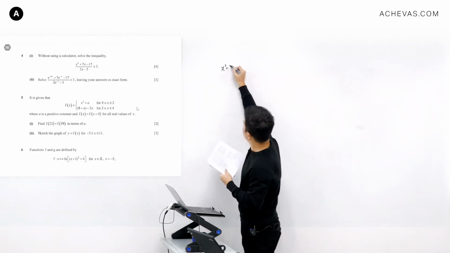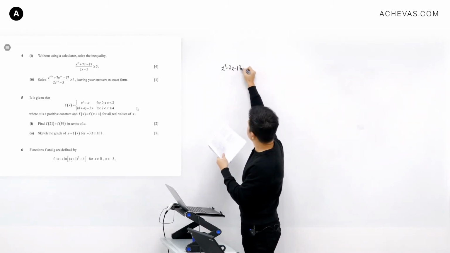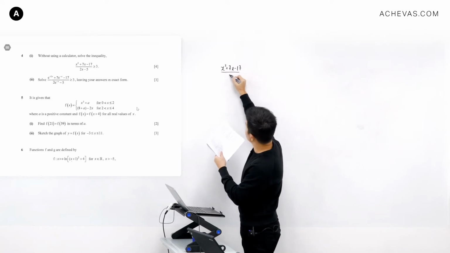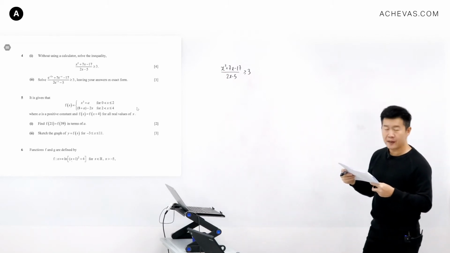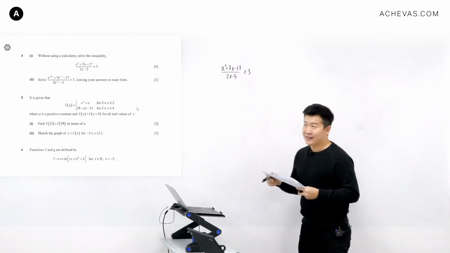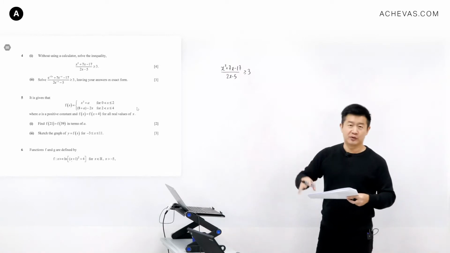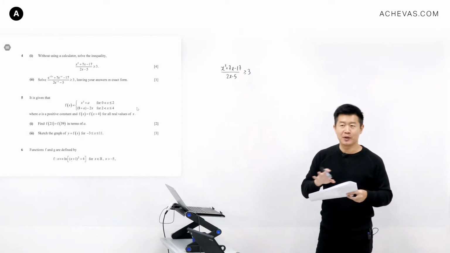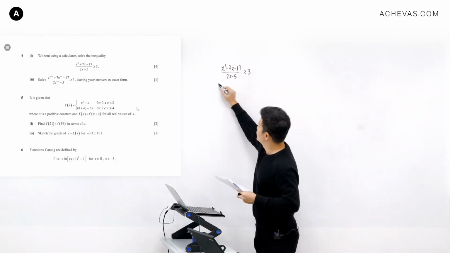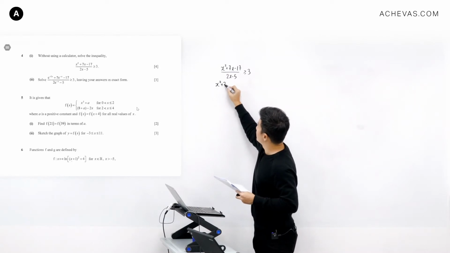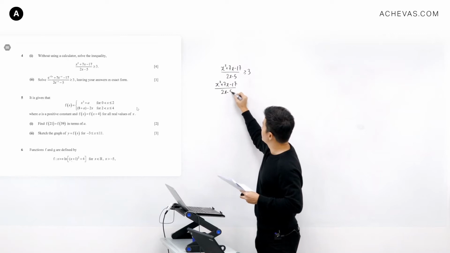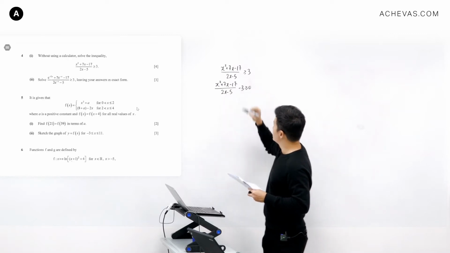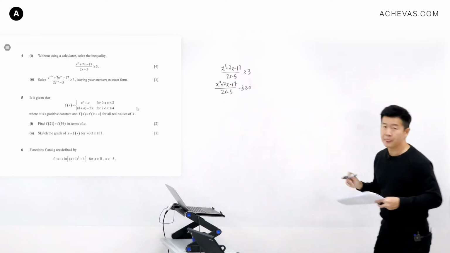x squared plus 7x minus 17, divided by 2x minus 5, is bigger or equal to 3. The first thing that I think I will want to do is to just shift everything over to the left-hand side. It is the easiest possible way to make one side equal to 0. So we have x squared plus 7x minus 17 divided by 2x minus 5, minus 3, is bigger or equal to 0.